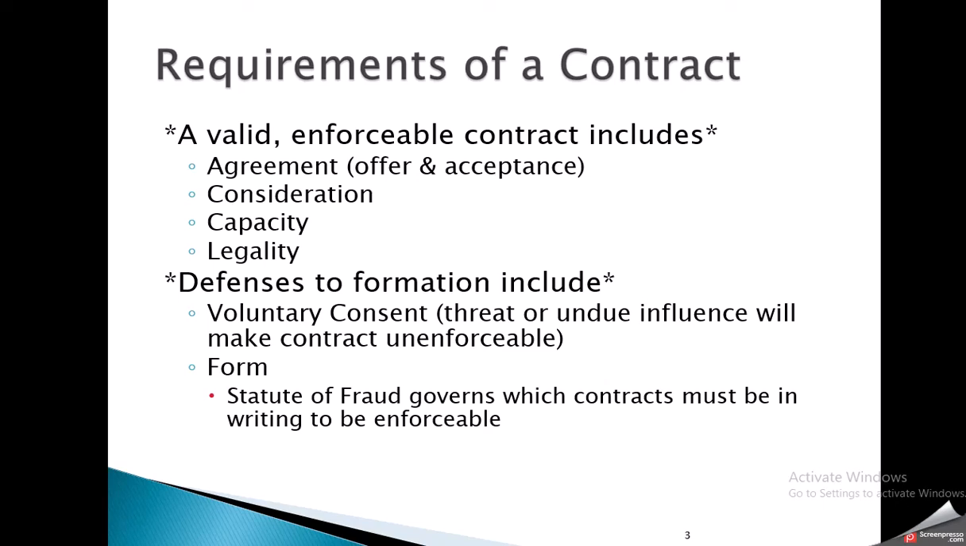So we have agreement, which is offer and acceptance. We have legal consideration, legal capacity, and it has to be for a legal purpose. We'll talk more about each one of those four. The first two will be covered in this chapter, and then the second two will be covered in the next chapter.